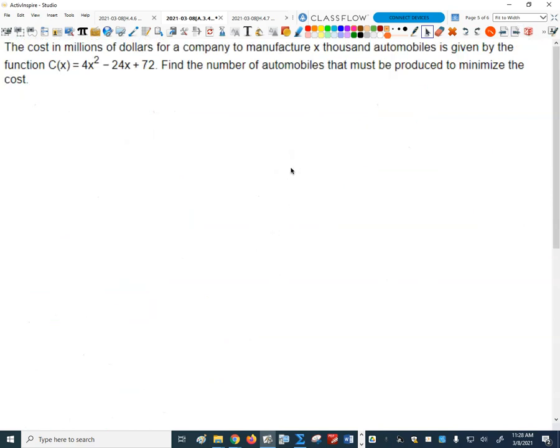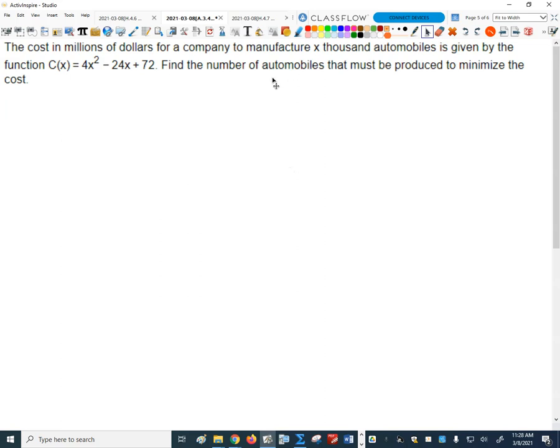I just want to show you something really quick. I'm going to make this super quick because I didn't mean for this one to go so long today. What if they give us a function like this, where this is a cost function? They're telling us the cost in millions of dollars for a company to manufacture X thousand automobiles. So they're defining what this function means.